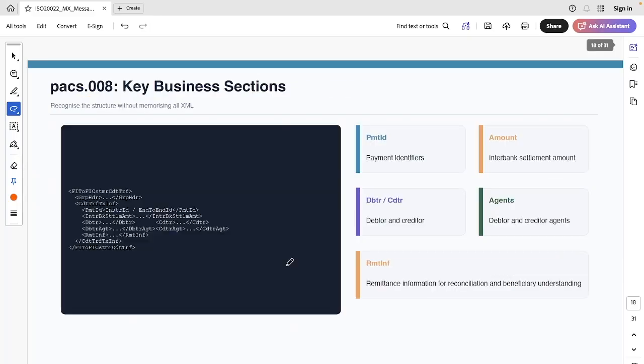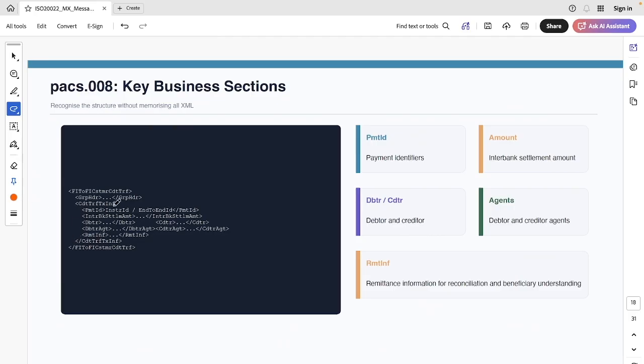Let us now zoom into the key business sections of a PACS.008. So when reading a PACS.008, do not start trying to memorize every XML tag. Start by recognizing the major business section.